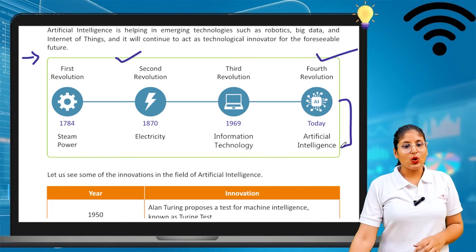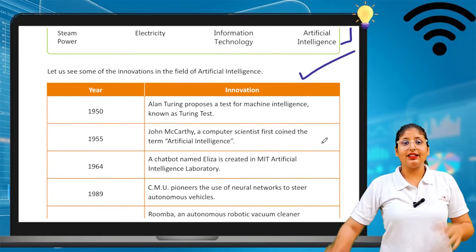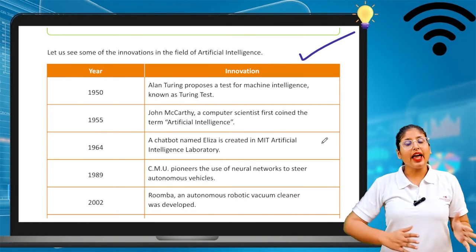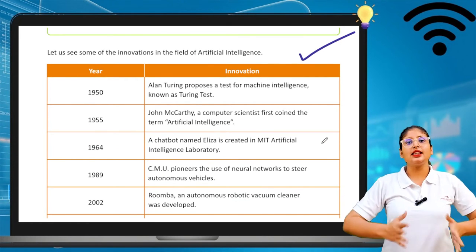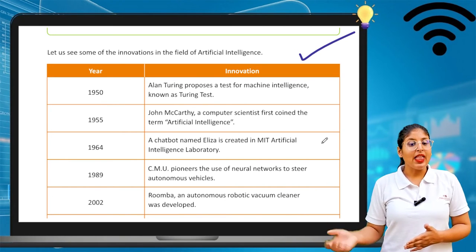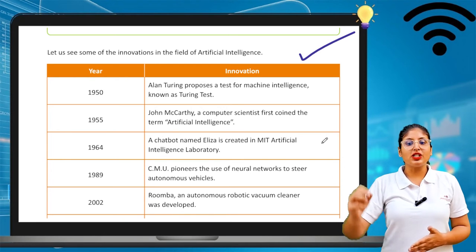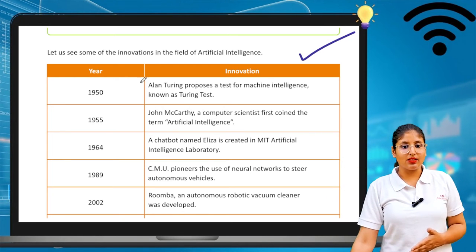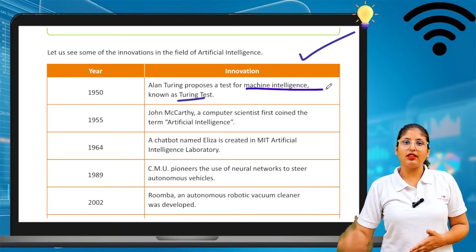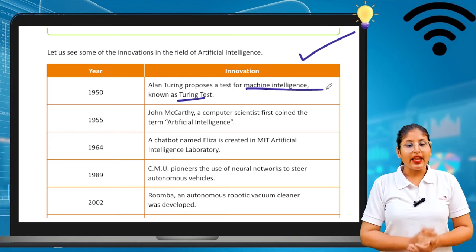Okay, so let us see some innovations in the field of artificial intelligence. We have the year and the inventions, like in this year which inventions were made on the basis of artificial intelligence. So in 1950, Alan Turing proposed a test of machine intelligence known as the Turing test. We already know this Turing test was developed by Alan Turing in 1950.